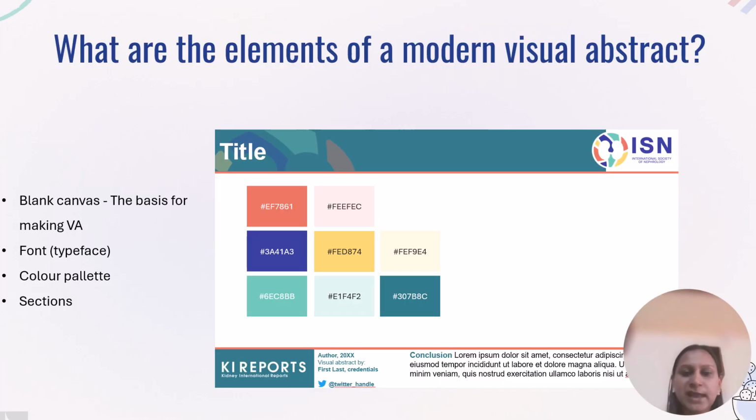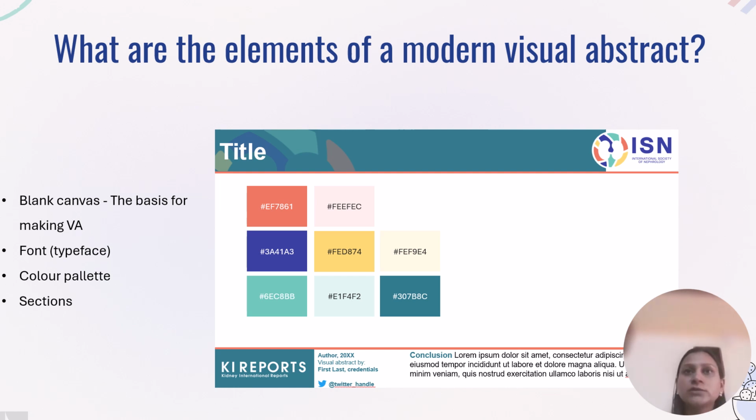Now let's look at the skeletal framework, or the elements, of a modern visual abstract. Basically, the journal to which you are submitting the article will usually give you a template. So you have to create the visual abstract on the basis of that particular template. This is the template from KI Reports, for which I am one of the members of the editorial board. The template is basically the blank canvas. It is the basis for making the visual abstract.